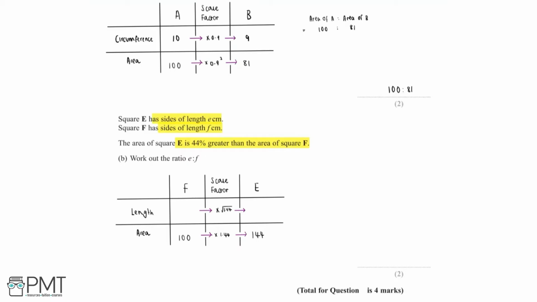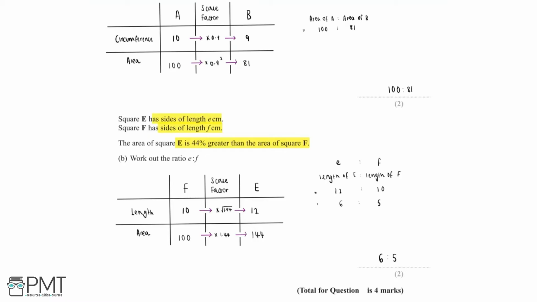Now let's imagine that the length of square F is equal to 10. 10 multiplied by the square root of 1.44 is equal to 12. Now we need to find the ratio E to F, where E is the length of square E and F is the length of square F. And so the ratio of E to F would be equal to 12 to 10, which we can simplify to 6 to 5. And so the ratio E to F is equal to 6 to 5.